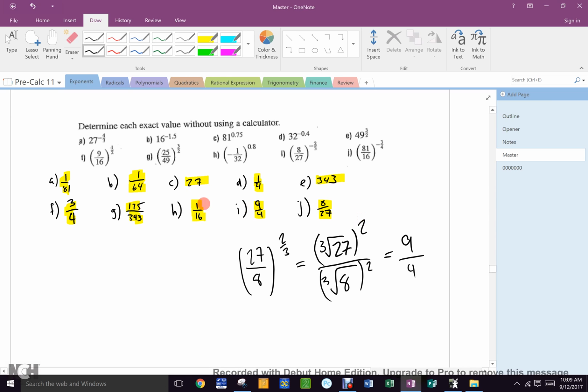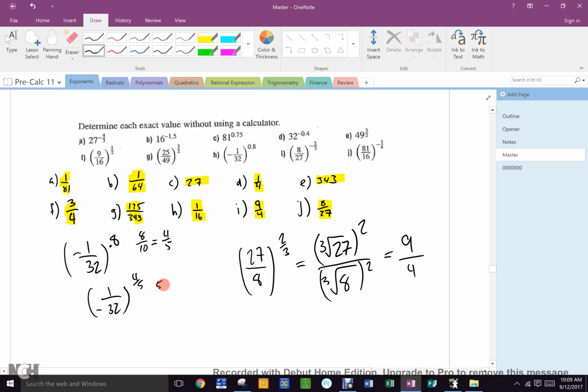So you had negative 1 over 32 to the 0.8, correct? 0.8 is a decimal. We can't deal with decimals, so what do we do? Change it to a fraction. What is 0.8? That's 8 over 10, isn't it? Which, if you remember grade 5, is 4/5, yes? So it's 1 over negative 32 to the 4/5.